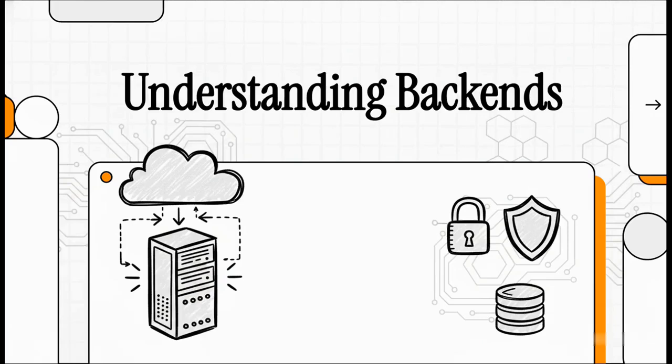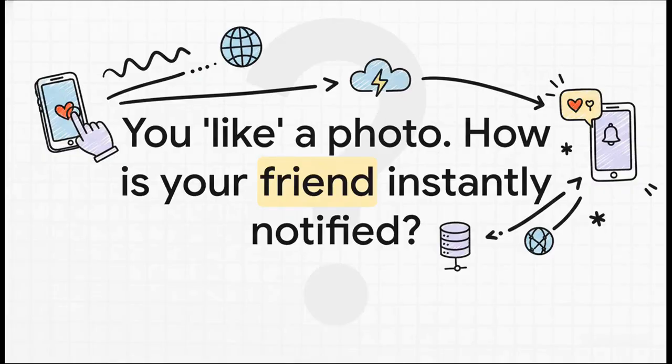All right, today we're going to pull back the curtain on this invisible force that powers pretty much everything we do online. We're talking about the back end. Okay, so think about this for a second. You like a photo on your phone, right? And instantly your friend, who could be halfway across the world, gets a little notification. How in the world does that happen?